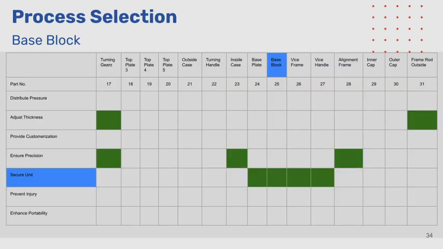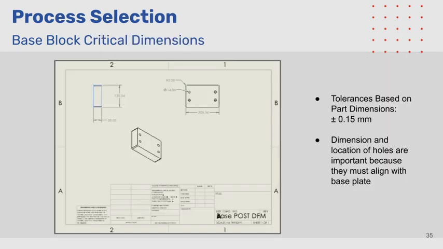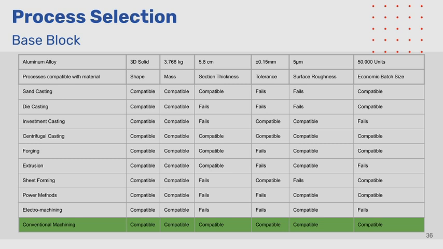The second part we chose in the process selection was the base block, which also secures the pasta maker. The base block has a thickness of 50 millimeters and has a dimensional tolerance of plus or minus 0.15 millimeters. Dimensions and locations of the holes are important because they must align with the base plate. The base block is going to be made out of aluminum alloy. Based on the shape, mass, thickness, tolerance, surface roughness, and batch size, we determined sand, die, and centrifugal casting, along with forging, sheet forming, powder methods, and conventional machining were all viable candidates for manufacturing processes, but we decided to go with conventional machining.